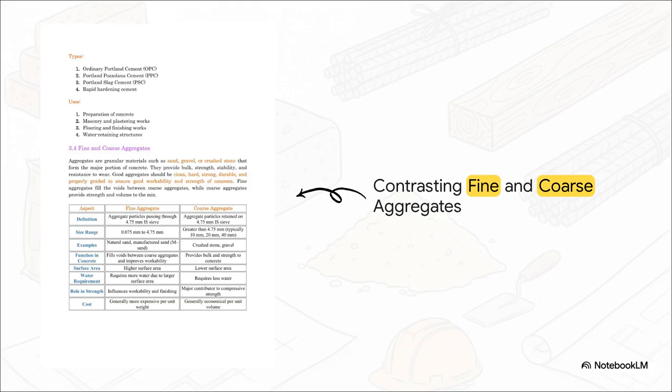Fine aggregates, like river sand, pass right through those holes. They fill in the microscopic voids and improve the mix's workability. But because they have a higher total surface area, they actually require more water.